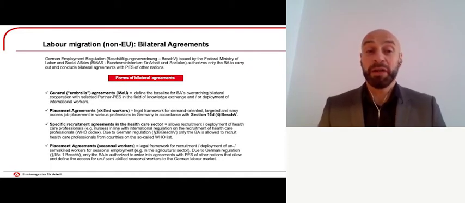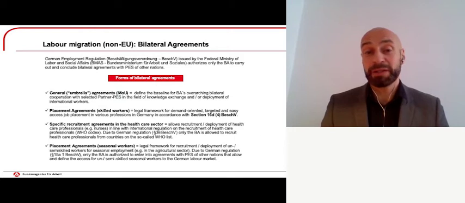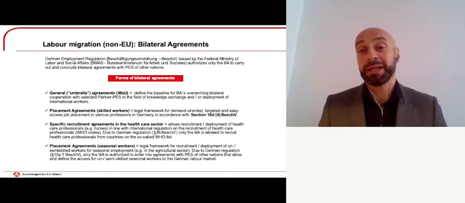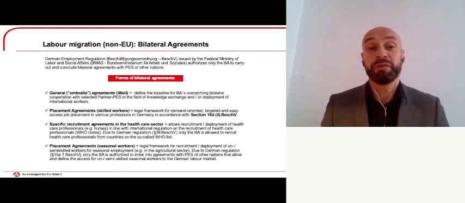And based on this, we can also agree on special placement agreements for certain types of skilled workers that are most needed on the German labor market. And this is very important also to mention. We always take into account the labor market situation in our partner countries. So we just work and recruit in professions where there is an excess supply of labor in the partner countries, and designing the overall fair migration process is very important for us.